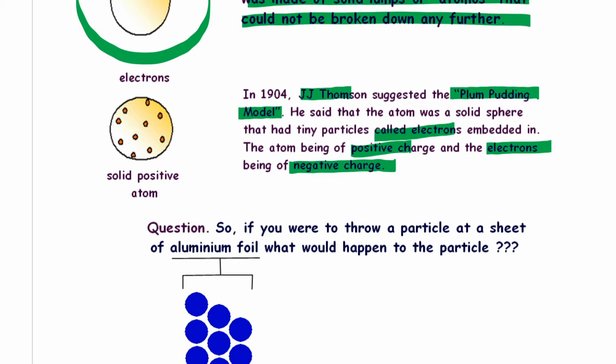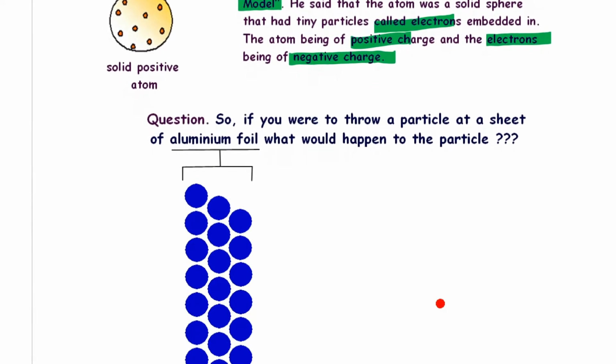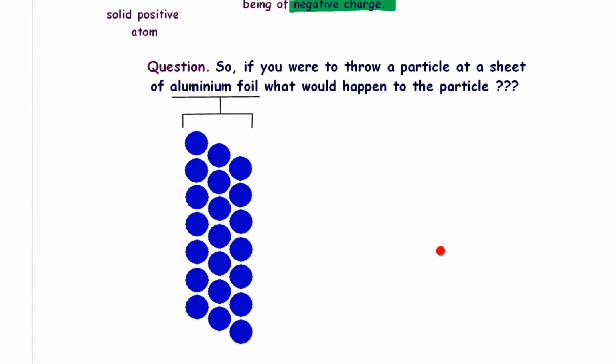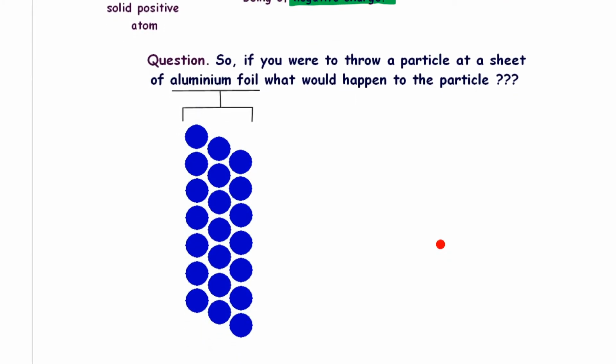Before we look in a bit more detail at the chronology of the understanding of the atom, just have a go at this, and write down what you think will happen. If you were to throw a particle at a sheet of aluminium foil, what would happen to the particle? I just want you to draw some arrows showing what you think is going to happen there. Is it going to go through the aluminium foil? Is it going to bounce back?